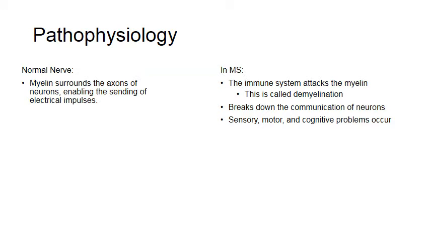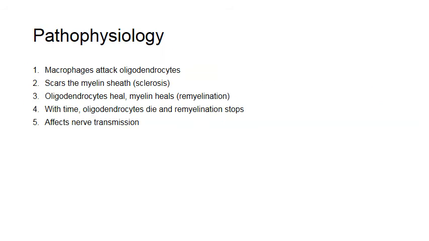This is a continuation off of that picture. So in the normal nerve, we had the myelin that surrounds the axons of neurons, enabling the sending of electrical impulses. As I mentioned in MS, due to demyelination, we will have a breakdown in the communication of neurons. This will begin to lead to sensory, motor.